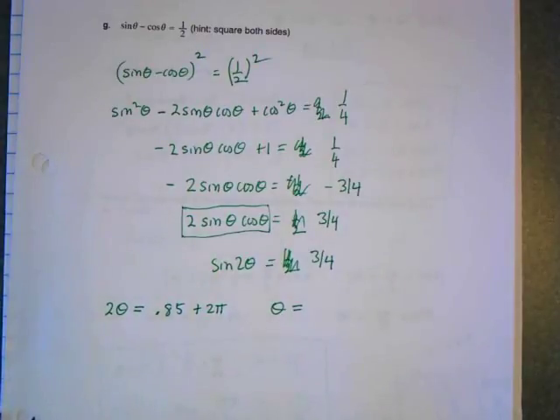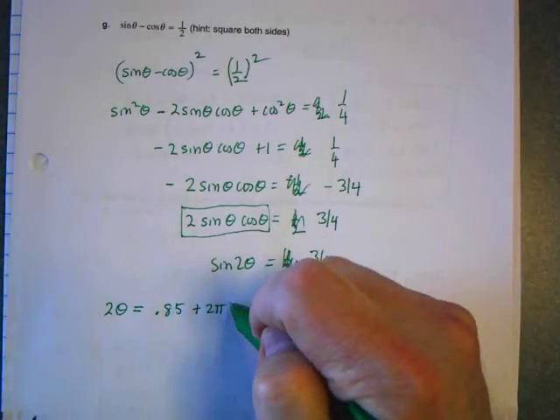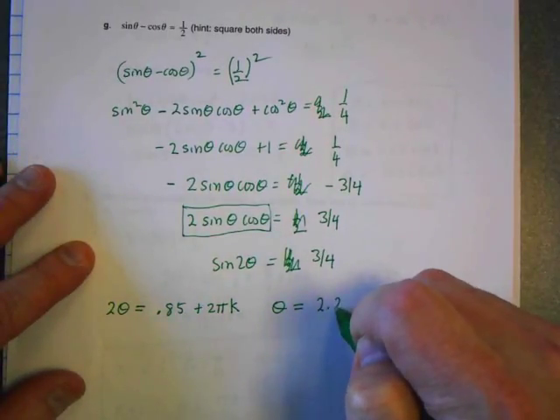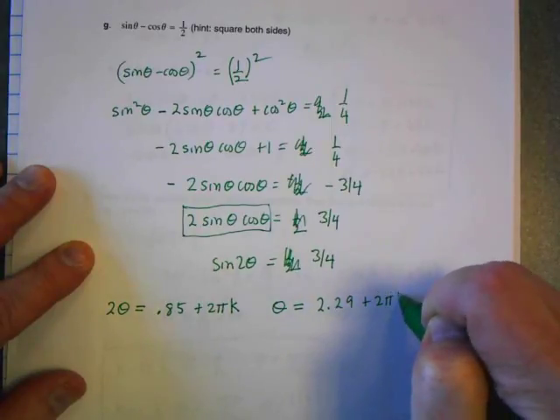And then I need the answer in quadrant number 2. How would I get the answer in quadrant number 2? 0.85 is in quadrant number 1. Pi minus 0.85. So what's pi minus 0.85? How much? 2.29? 2.29 plus 2 pi k.